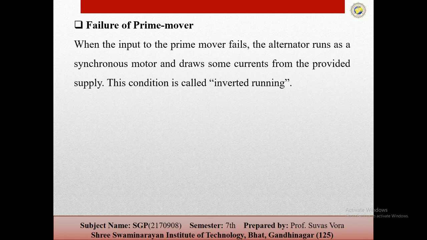So when the input to the prime mover fails, at that time the alternator runs as a synchronous motor and draws some current from the provided supply, and this condition is called inverted running. यानी कि अगर प्राइम मूवर फेल हो जाएगा तो अल्टरनेटर बिहेव लाइक द सिंक्रोनस मोटर एंड ड्रॉ सम करंट फ्रॉम द प्रोवाइडेड सप्लाई, यानी कि कुछ करंट वो अपने में कंज्यूम करना स्टार्ट कर देगा एंड दिस कंडीशन इज कॉल्ड द इन्वर्टेड रनिंग, यानी कि जनरेटिंग की जगह वो करंट कंज्यूम करना स्टार्ट कर देगा. सो दीज आर द फेलियर ऑफ द प्राइम मूवर्स.